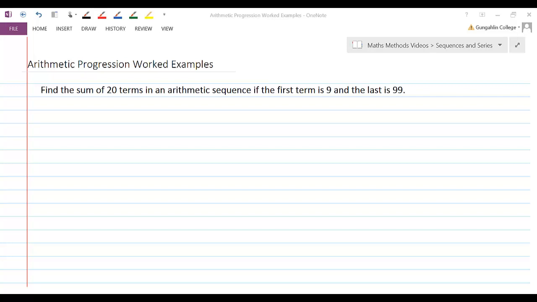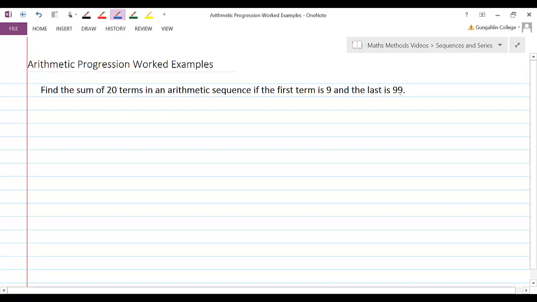These final three examples deal with arithmetic series. And if you remember, an arithmetic series is one where we've got the terms of a sequence added together. The first one here is a relatively straightforward one. It asks us to find the sum of 20 terms in an arithmetic sequence if the first term is 9 and the last is 99.